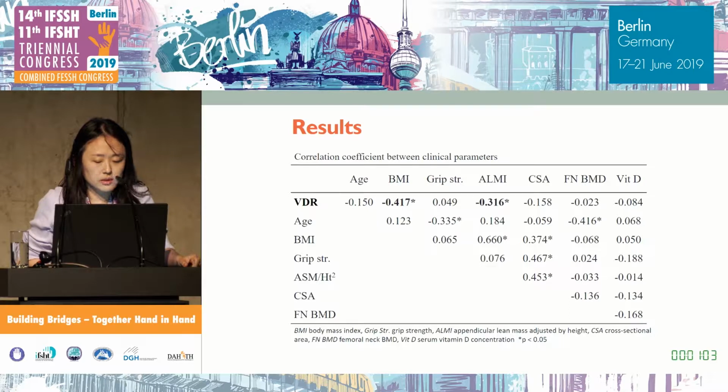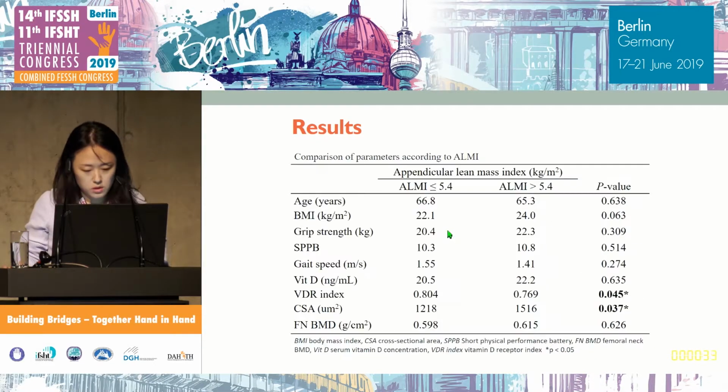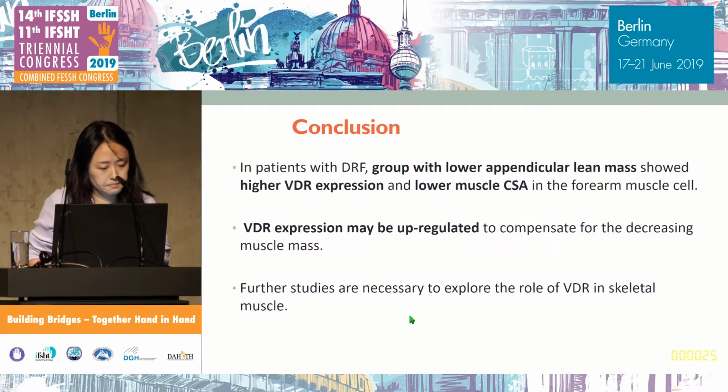For the correlation between the clinical parameters, you can see here that vitamin D receptor index is negatively correlated with BMI and appendicular lean mass index. We divided the patient group into 2 groups according to appendicular limb mass index with a cutoff value of 5.4, which was suggested by the Asian Working Group for Sarcopenia for diagnosis of sarcopenia. Patients with lower appendicular limb mass index showed a significantly higher VDR index and a smaller cross-sectional area of muscle fibers.